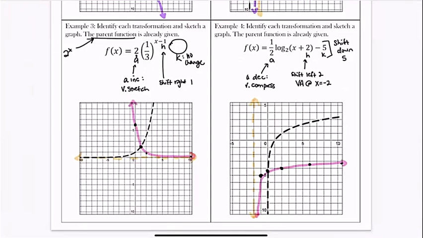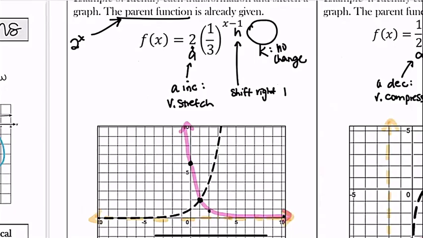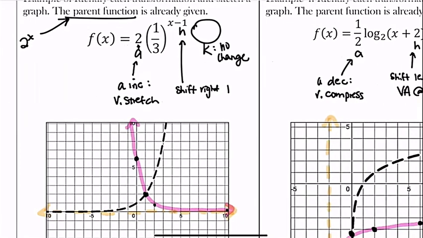Okay, here we go. On example number 3, our parent function was 2 to the power of x. You can see it flipped around. It flipped this way due to this being 1/3. Like I said, we're not going to worry about that right now. We're just going to look at A, H, and K.